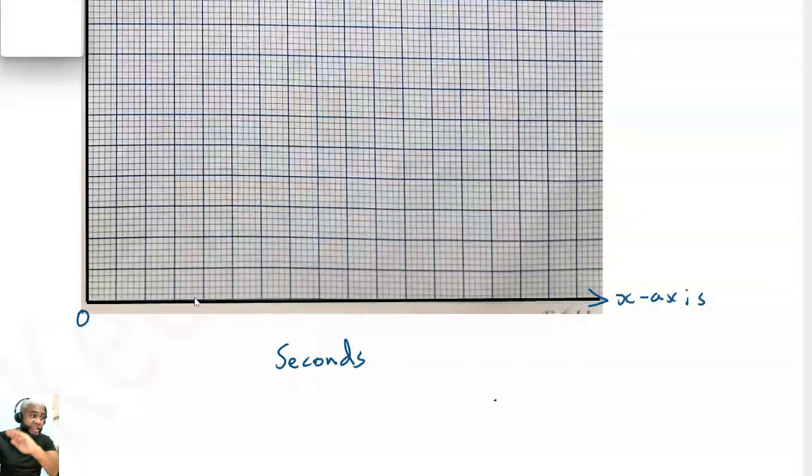So I'm going to say it again. You can take your ruler and gauge it if you're not sure how much 2 centimeters would be, right? So let's go. We're going to label 2 centimeters to 1 unit.